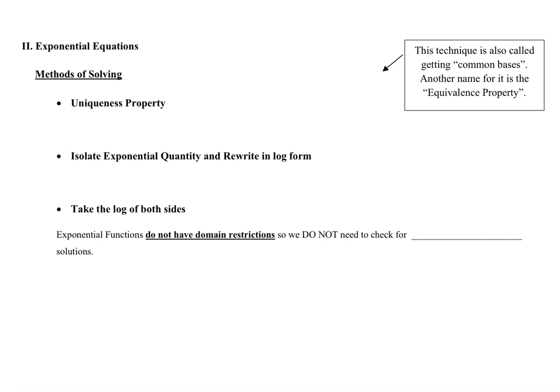Let's look at methods of solving exponential equations. Remember, to be an exponential equation, you're going to see a variable in the exponent. So our first method of solving is called the uniqueness property.